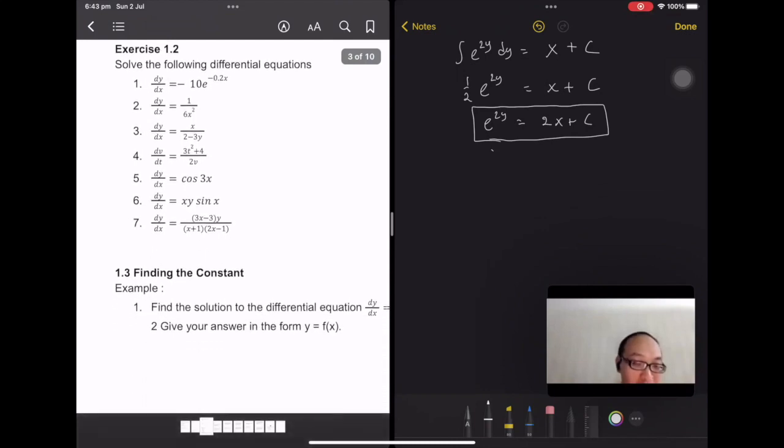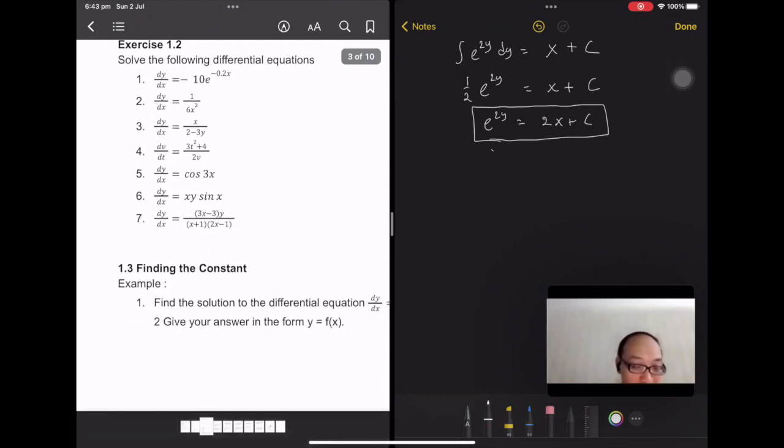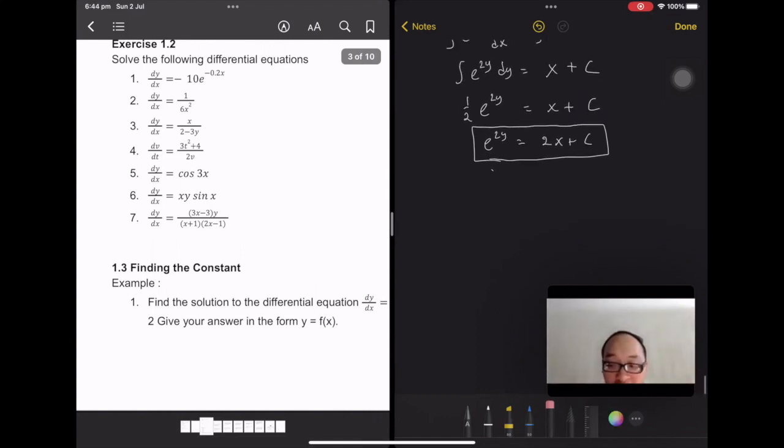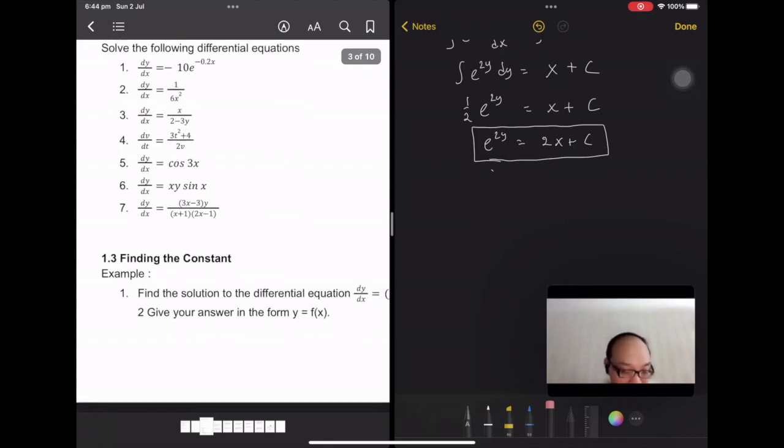Here are some exercises. I will discuss this in another video. And then the last part is finding the constant of the general solution. All of our answers are general solutions to the differential equation because they contain the constant a, constant k, constant c. Now, how do you find the constants? We need additional information. Let's see the example.